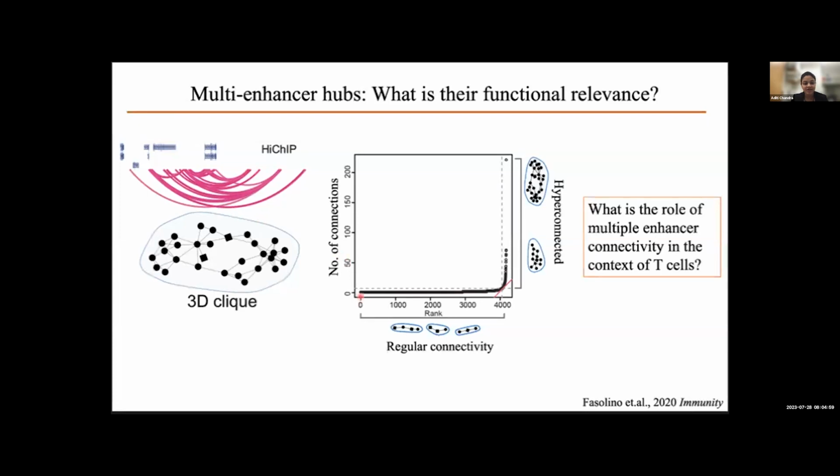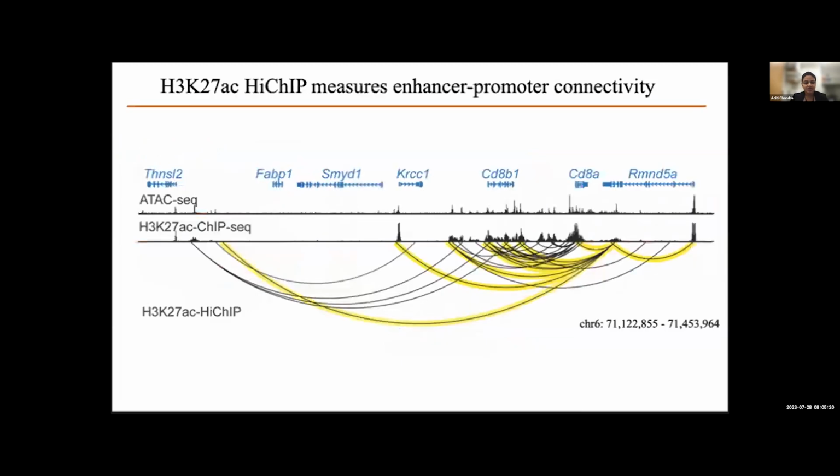These are identified if we rank these regions according to their connectivity, the number of connections, on the y-axis. These regions appear above the elbow of the hockey stick plot, and these are known as the hyperconnected regions. So we wanted to ask the question, what is the role of this multiple enhancer connectivity in the context of T cells? For that, we used H3K27 acetylation HiChIP.